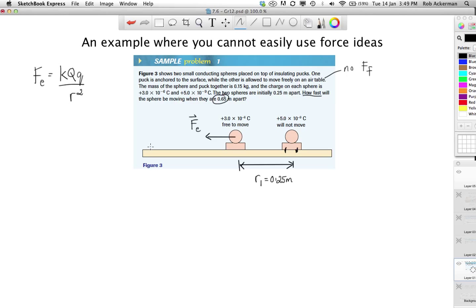So allow me to just draw in. I'll try to be faithful to the different colors here. I don't know if I'll do a very good job. Here's where the puck is going to be when it has reached a position that we understand is 0.65 meters away from the starting point. So here's the question I want to ask you. The title here is an example where you cannot easily use force ideas. Why can you not easily use force ideas to calculate how fast this charged puck, or this charged sphere, will be moving when it gets to what I'm going to call R2 equal to 0.65 meters? Pause the video and see if you can figure that one out.